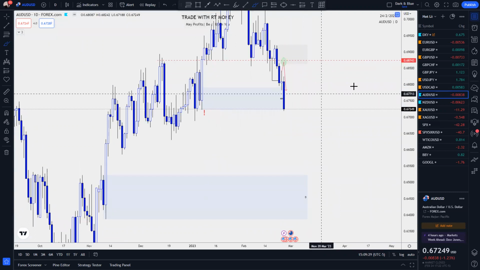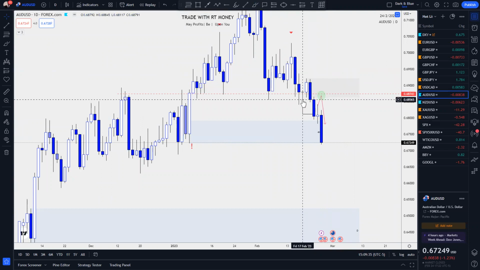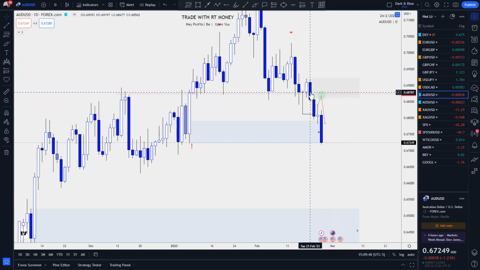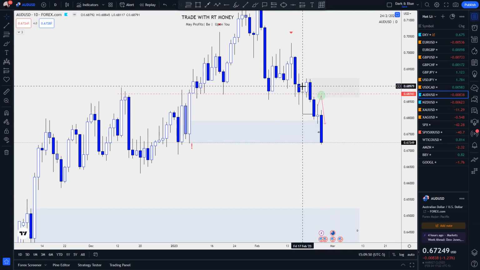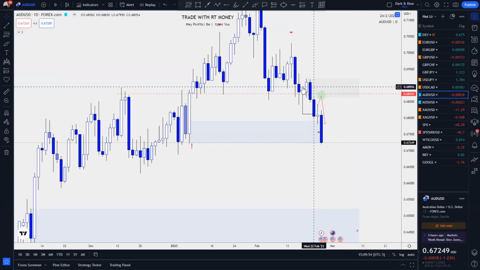I was just waiting on it. This is the Friday candle here, this Friday daily close. It closed as a funky little dragonfly, what do you call it? A pin bar. It's not really a pin bar, it's like a dragonfly, whatever. Anyway, it created this supply zone here.